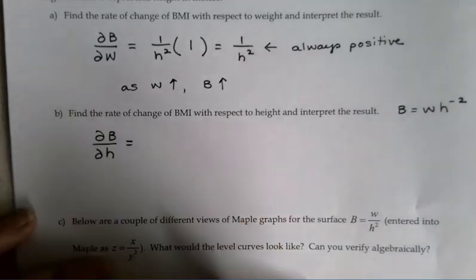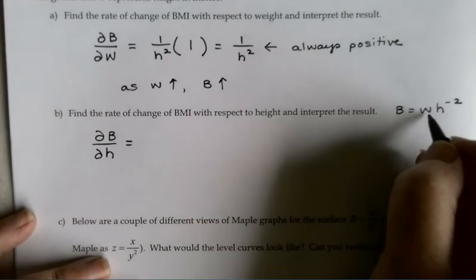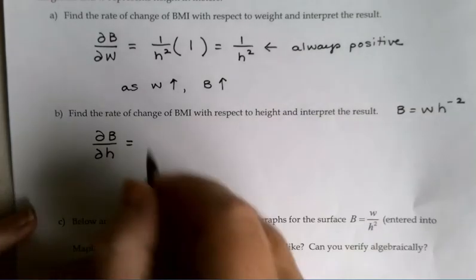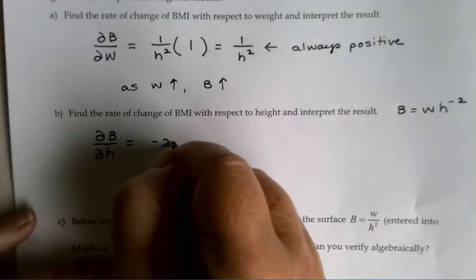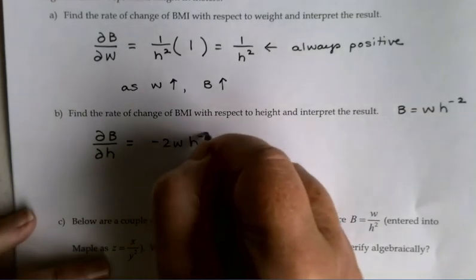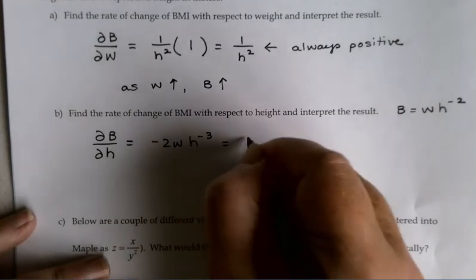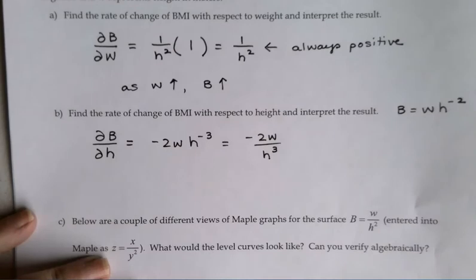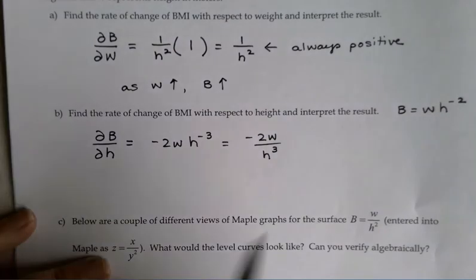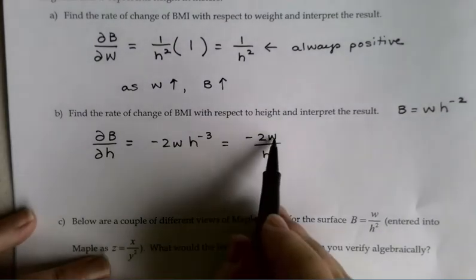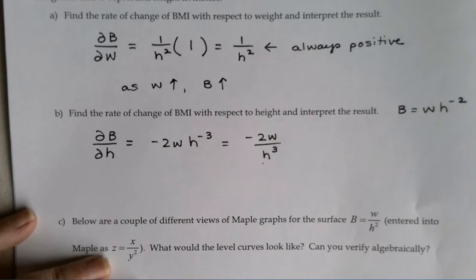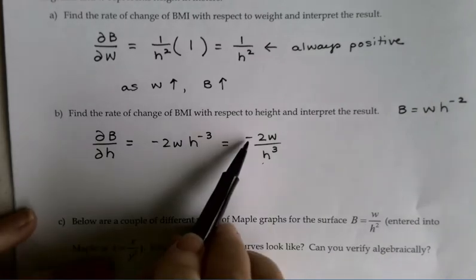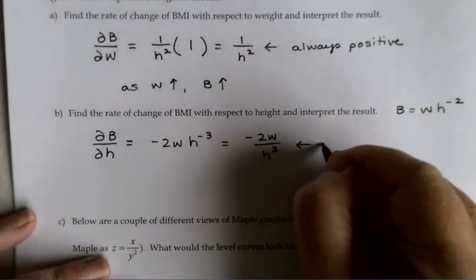All right, so the partial of b with respect to h. W is a constant multiplier, so I'm just going to get negative 2w, h to the negative third, or negative 2w over h cubed. Now again, we're talking about a human being here. Weight and height are always positive values. So with that minus sign there, this is always negative.